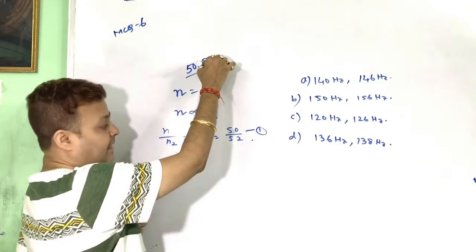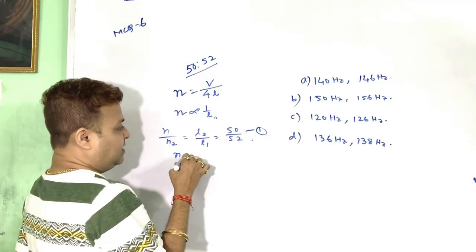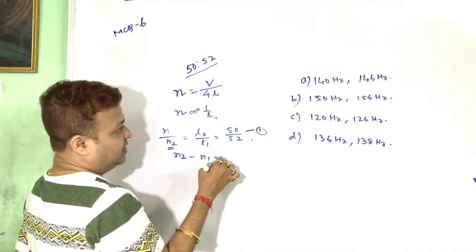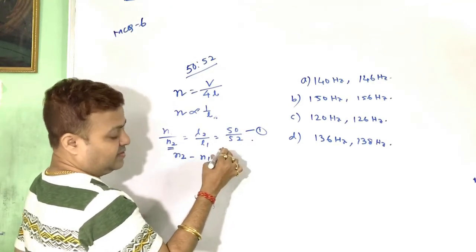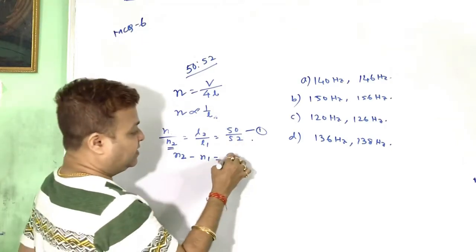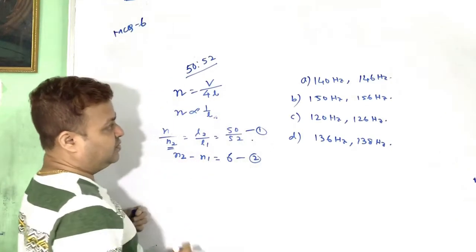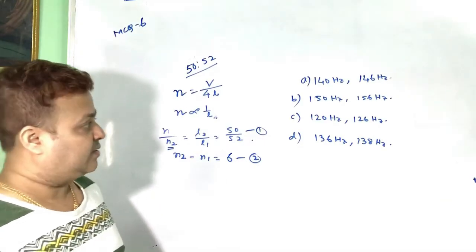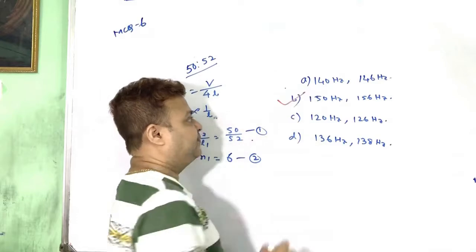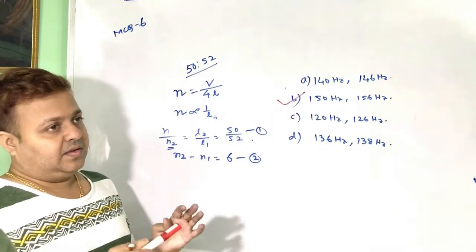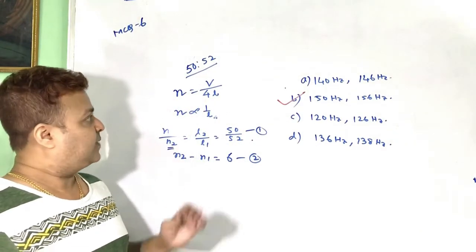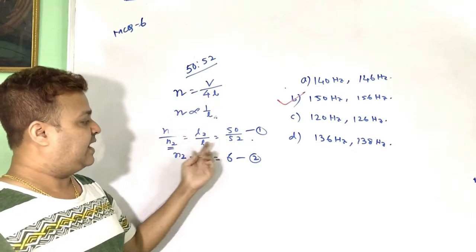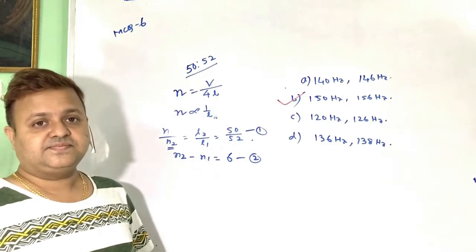The ratio has been given. Look again, N2 is bigger, as you can see, and N2 minus N1 is given as the number of beats, 6. By solving equations 1 and 2 you can get N1 and N2. Option B is the answer. The fundamental frequency of the closed pipe is V by 4L, that is N is inversely proportional to L, so N1 by N2 equals L2 by L1, and N2 minus N1 is equal to 6.